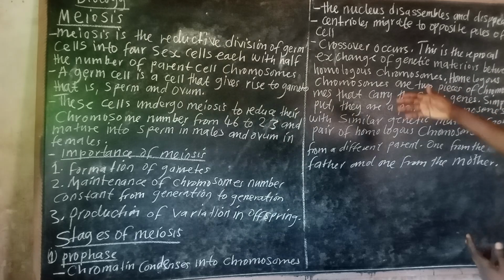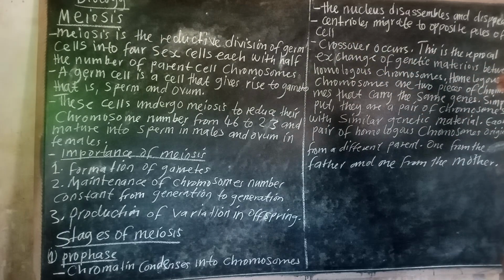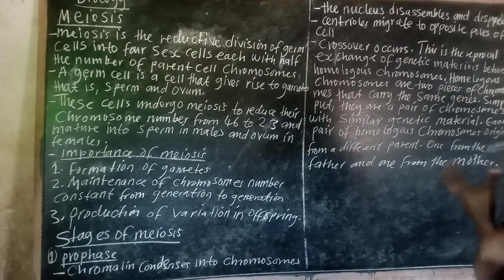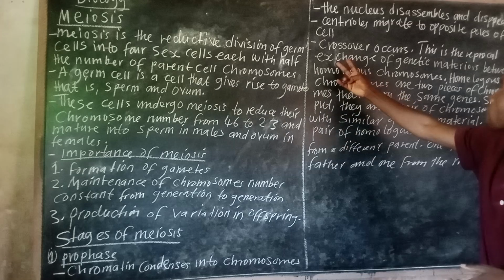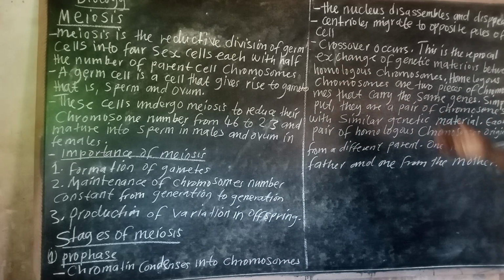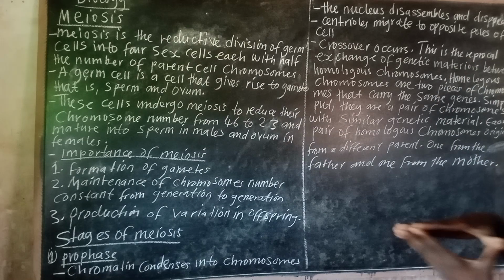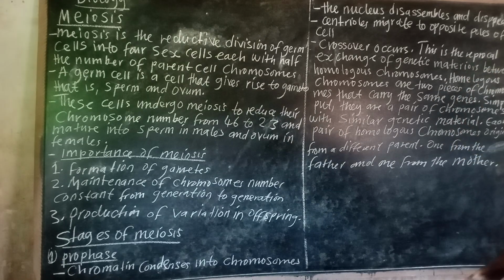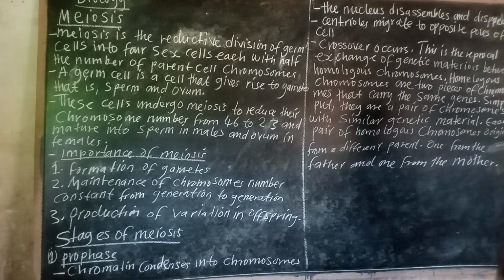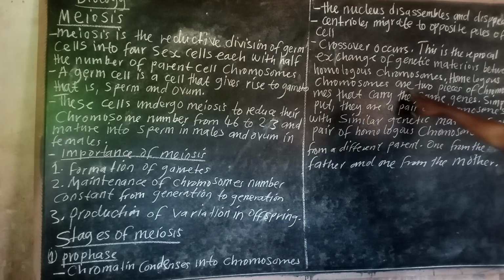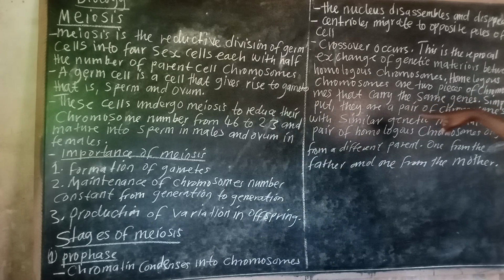Then the other one is centrioles migrate to opposite poles of the cell. Those centrioles migrate now to opposite poles of the cell. Then the last one under prophase, crossover occurs. This is the time when the crossover occurs, at the prophase stage. What is this crossover? We need to understand it. It is the reciprocal exchange of genetic material between homologous chromosomes. Homologous chromosomes are two pieces of chromosome that carry the same genes.